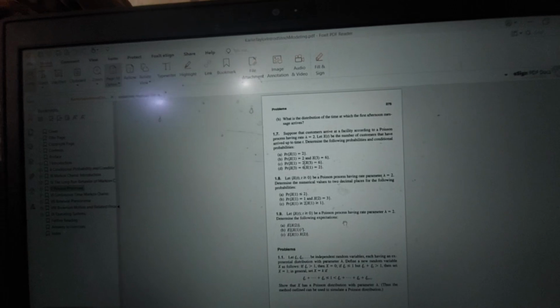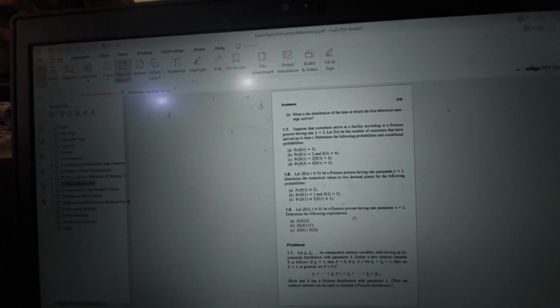The second one is the probability that X(1) is equal to 2 and X(3) is equal to 6. The third one is the probability that X(1) is equal to 2, conditioned on X(3) equal to 6. The fourth one, D, is the probability that X(3) is equal to 6, conditioned on X(1) equal to 2. So we need to find all these 4 probabilities.